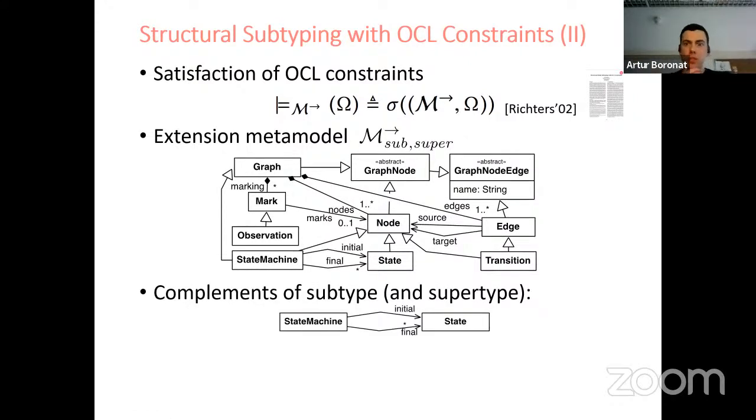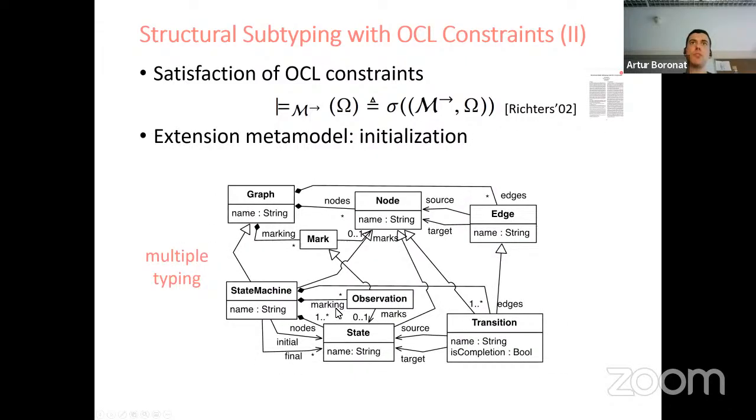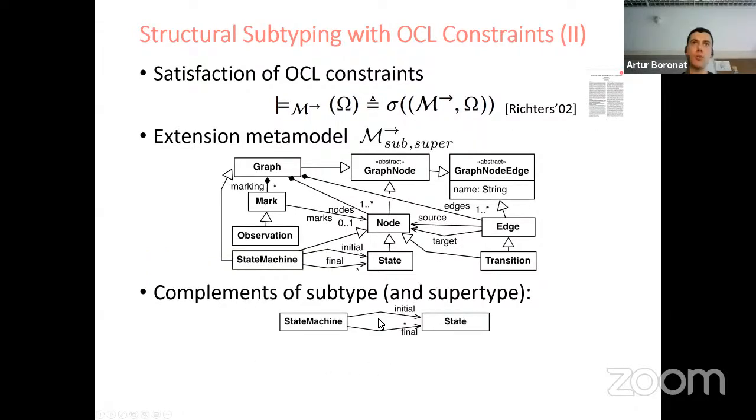When computing the extension metamodel, complements of the subtype and of the supertype metamodels are also computed. What are those complements? In the slide here, we see these two references between the state machine and the state, perhaps not so obvious here, that are not present in the supertype metamodel, right? So this is a complement of the subtype, and is also produced by the subtyping operator.